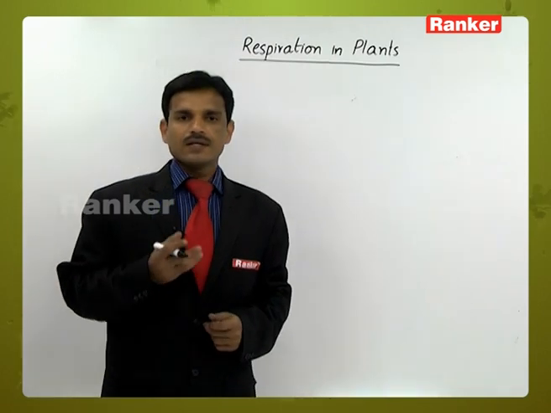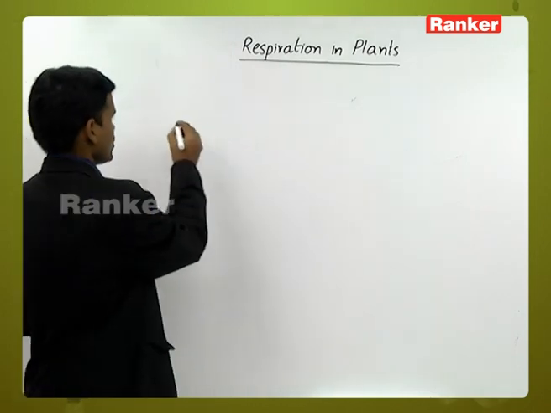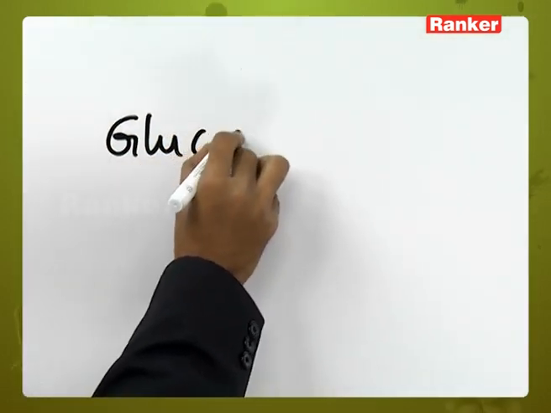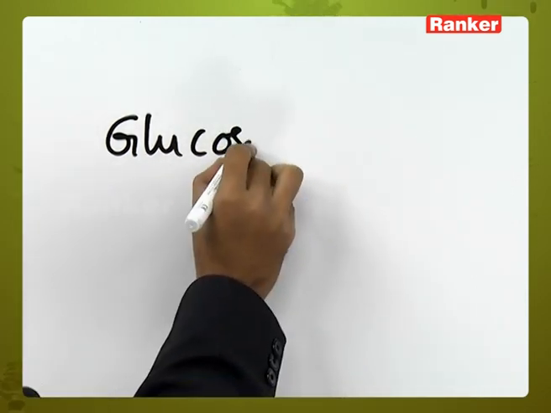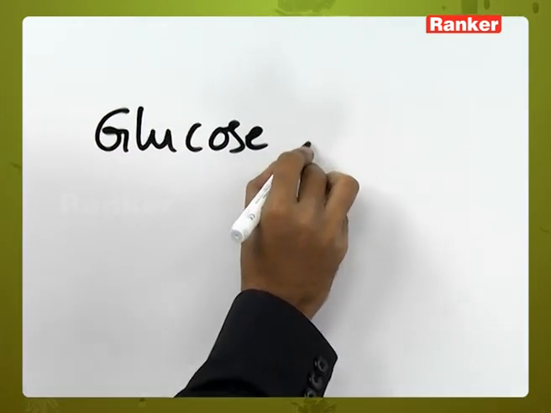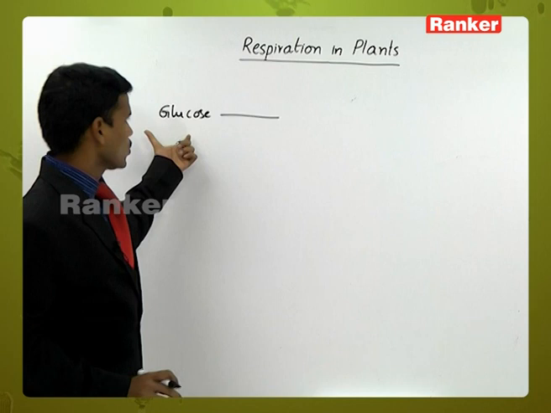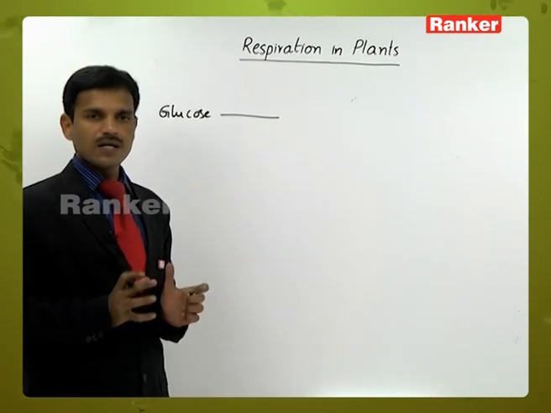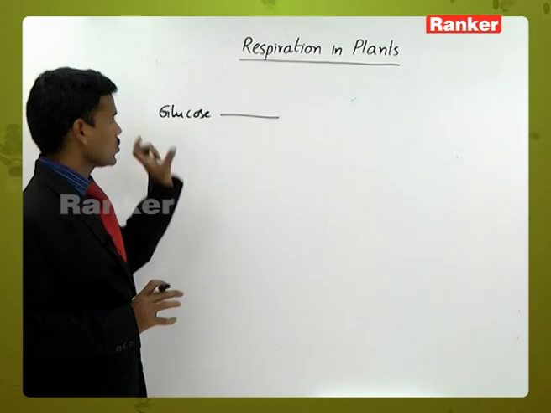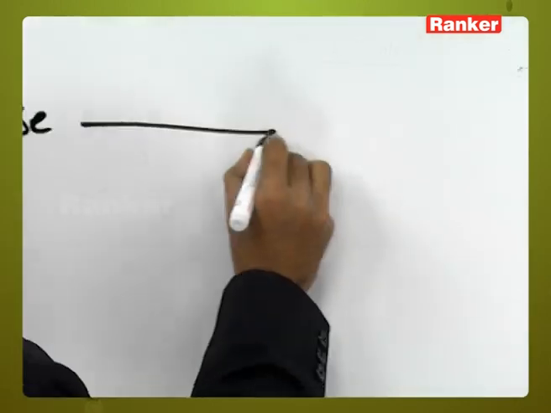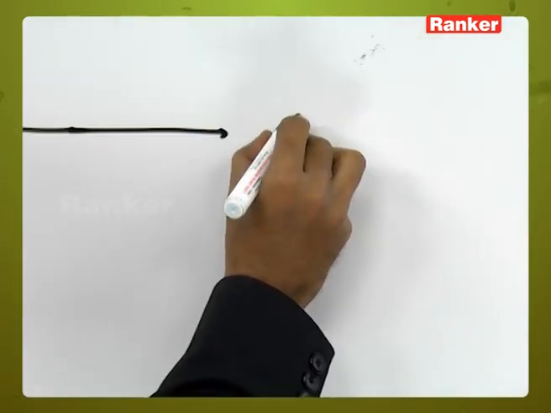In plants, the respiratory substrate, or raw material, is generally sucrose, glucose. All these are carbohydrates. How is glucose derived? Mainly the respiratory substrate is glucose. In almost all plants and all organisms, the respiratory substrate is glucose. This glucose is derived from sucrose.